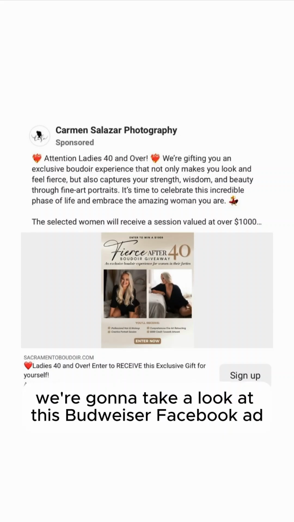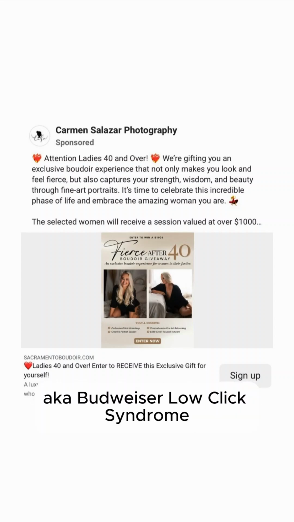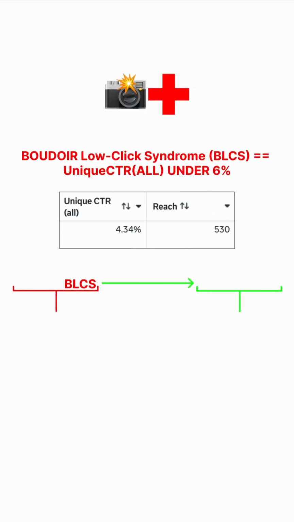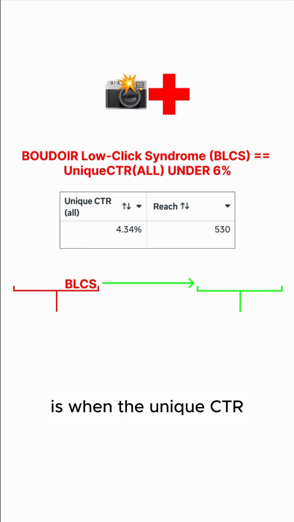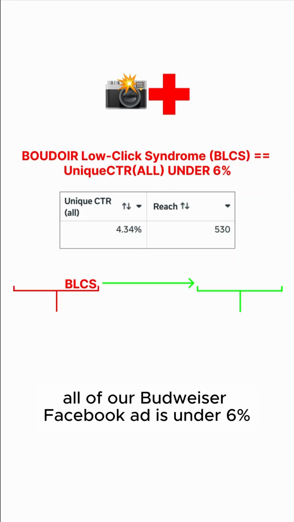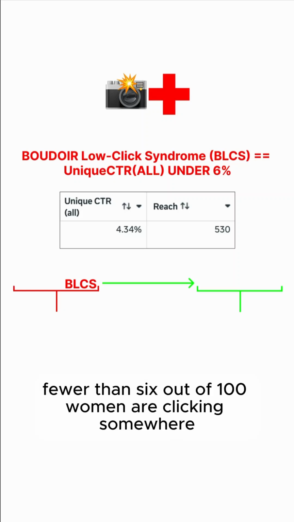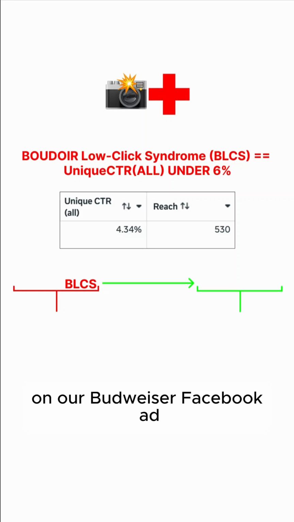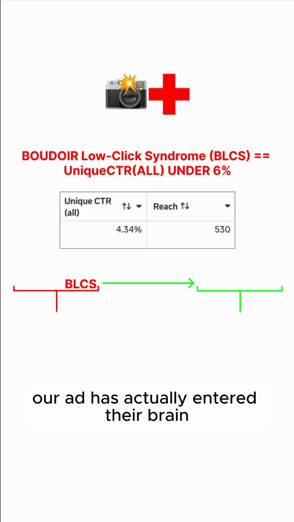All right, y'all, we're going to take a look at this Boudoir Facebook ad, diagnose it, and see if we believe it has BLCS, aka Boudoir low click syndrome. BLCS, also called Boudoir low click syndrome, is when the unique CTR all of our Boudoir Facebook ad is under 6%. This means fewer than 6 out of 100 women are clicking somewhere on our Boudoir Facebook ad, which means our ad has actually entered the brain of fewer than 6 out of 100 women.